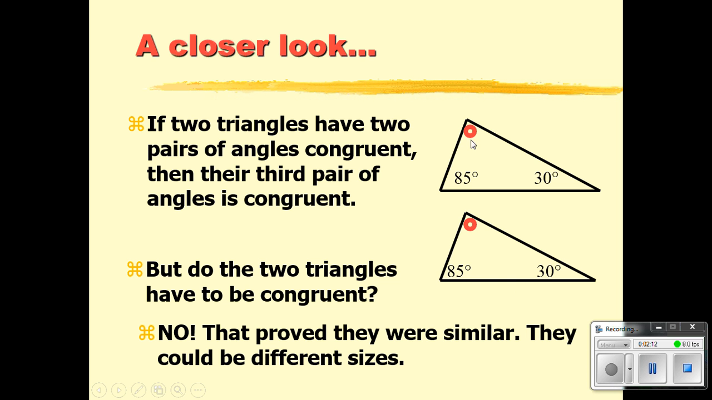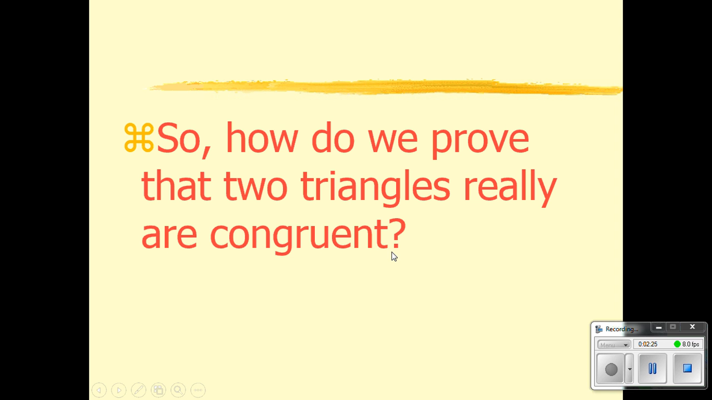Angle-angle proves that they're the same shape, but it does not show that they are the same size. We had many of them the other day that the angles were equal, but they were 2 very different sized triangles, so they would not be congruent. So how can we prove that 2 triangles are congruent? Not just the same shape, but the same shape and the same size.